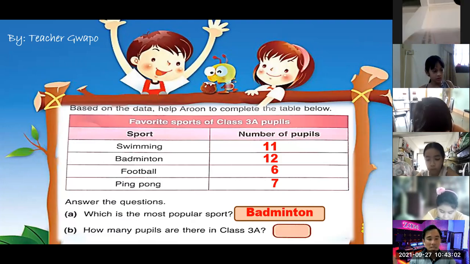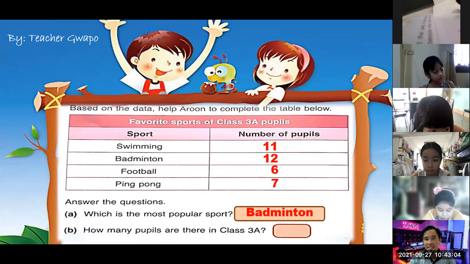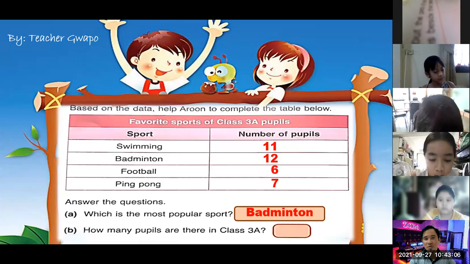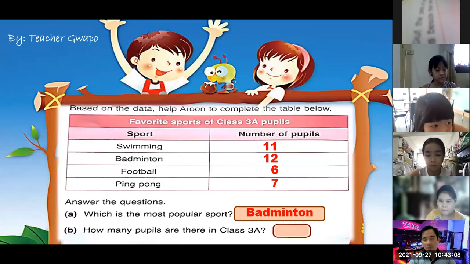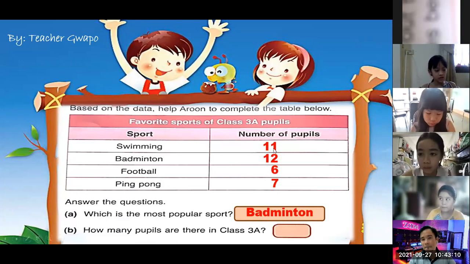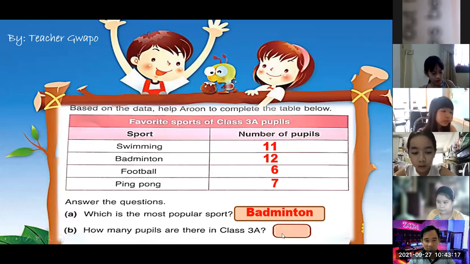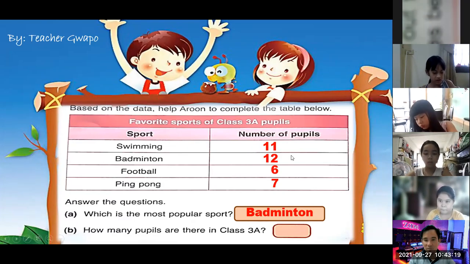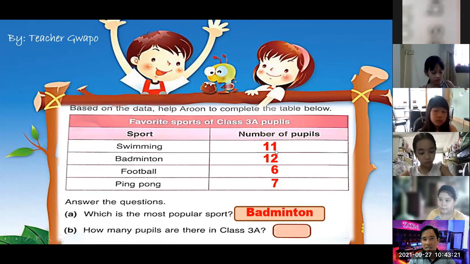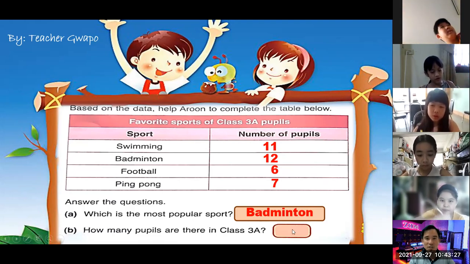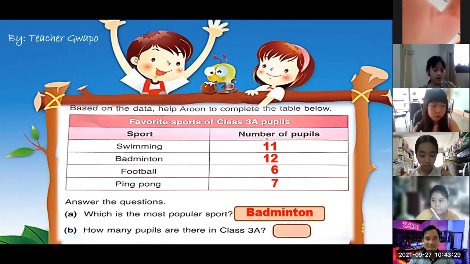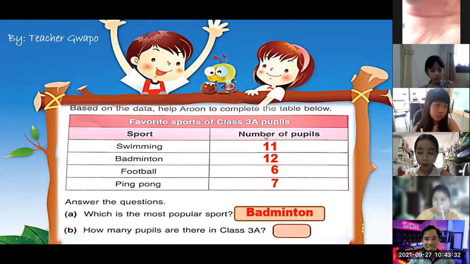Now, how many pupils are there in class 3A? So we will add this one. We will plus 11 plus 12 plus 6 plus 7. That is the answer here. Now we will know the number of pupils. Just add 11 plus 12 plus 6 plus 7 is equals to. What is your answer here?